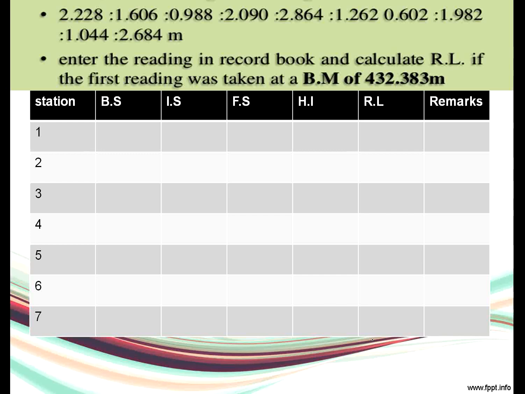So here, as you can see, all values are given to you, all staff readings are given to you, and you have to enter them into a record book. While keeping a record book, if you are solving this problem by the height of instrument method, the first method, the tabulation will be somewhat like this. It should have 7 columns. First column will be for station, for naming the stations. Second one for backsight, then intermediate sight, then foresight, then height of instrument, then reduced level, and the last column is for remarks, to note down whether the station is a change point or not, or something like that. If you have to note down something, you need a remark column also.